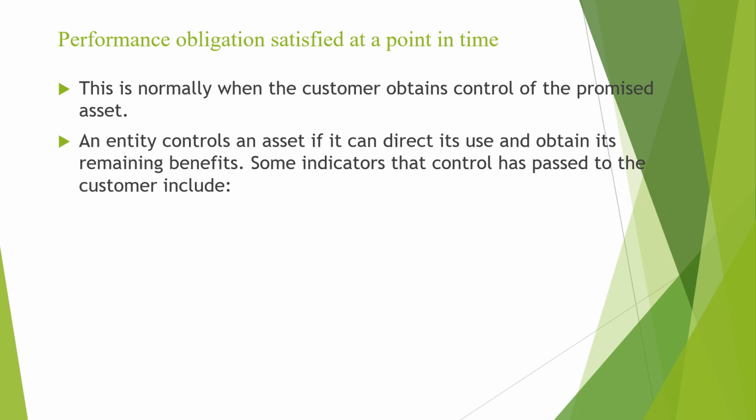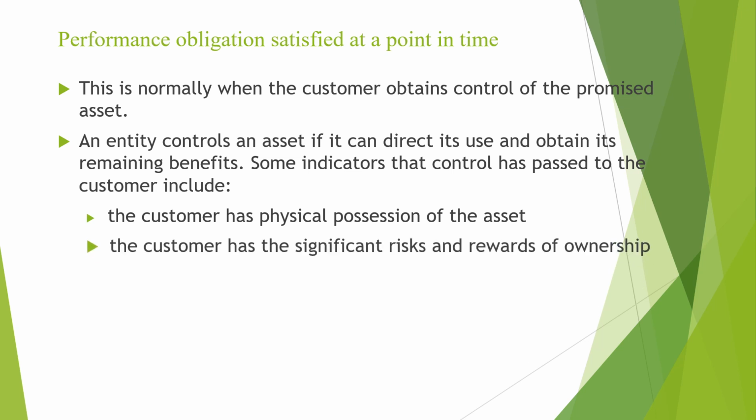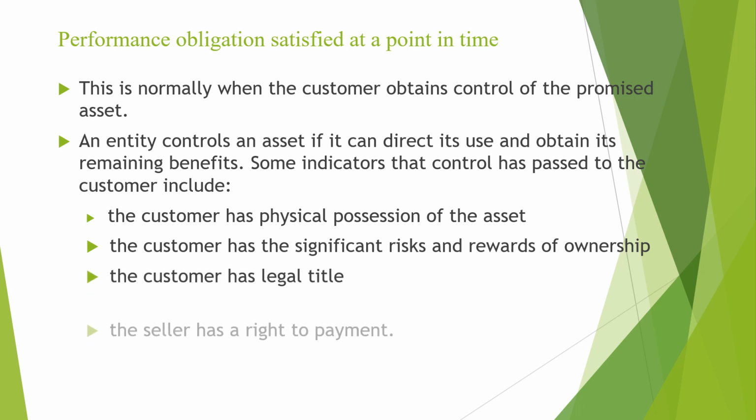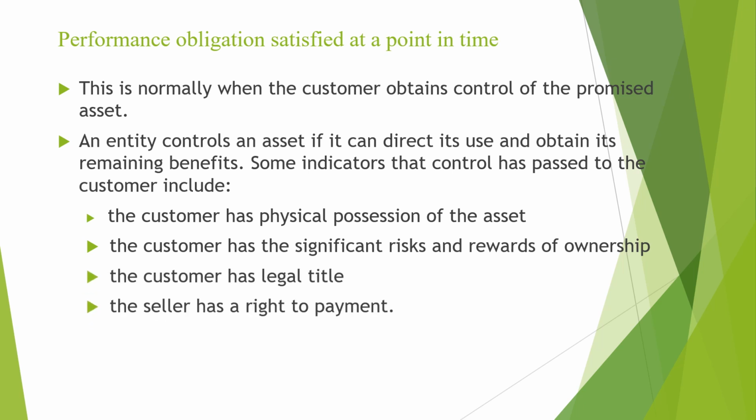So the indicators that the control has passed on to the customer include the customer has got the physical possession of the asset. Now these are just indicators, okay? These are not the rules. These are just indicators. The customer has significant risks and rewards of ownership. The customer has legal title and the seller has the right to payment. So if these are the indicators in a given case, you have to look out for indicators to see whether the performance obligation is over a period of time or at a point of time.